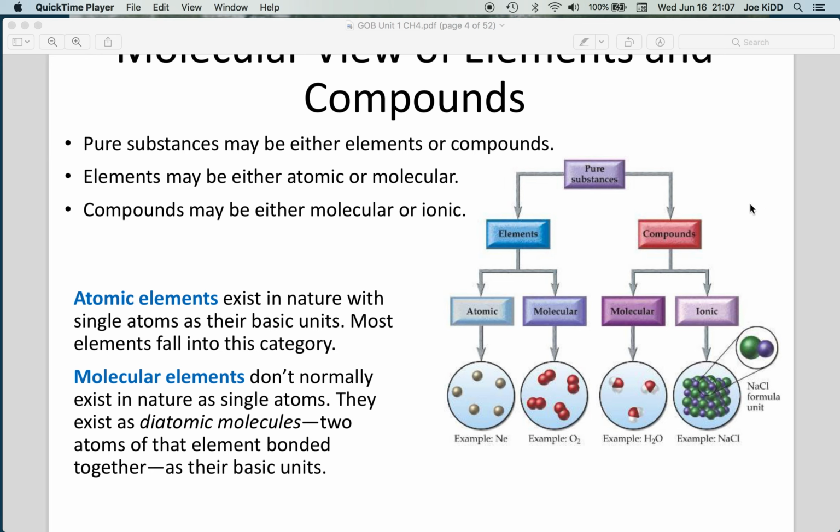The other kind of pure substance that we're going to look into in more detail, and these are what we're going to talk about today, are molecular, also known as covalent compounds, and ionic compounds. And we're going to talk about the differences between the two of these.